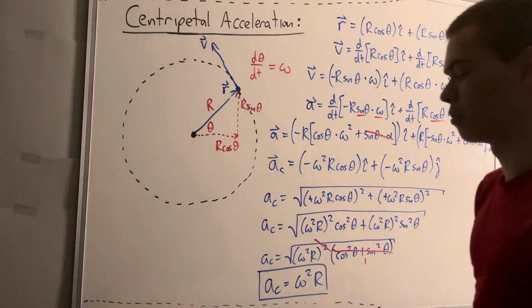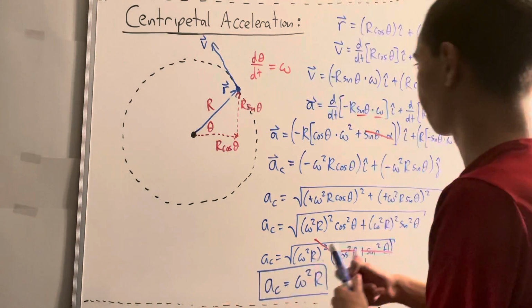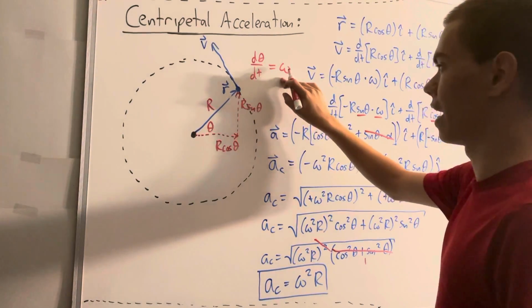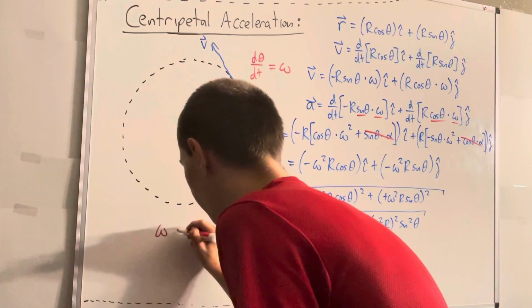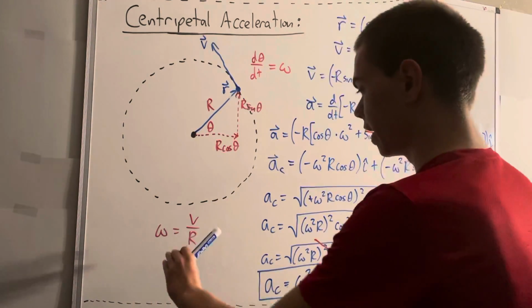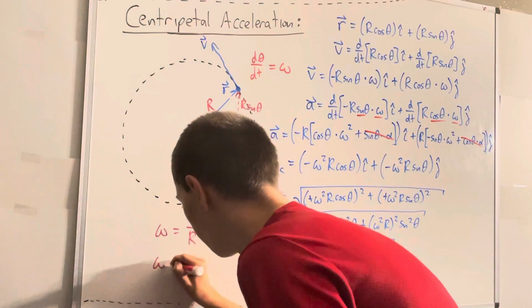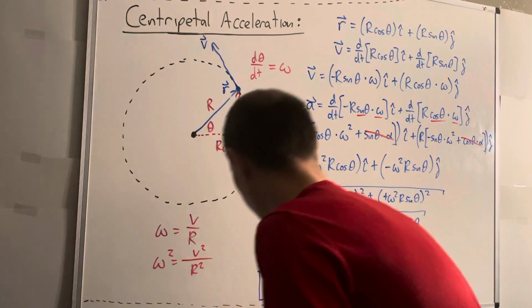This isn't the only way to express it. In fact, we know the relationship between angular speed and speed. Remember, omega is just v over r. Angular speed is just the speed divided by the radius. So that means omega squared is just v squared over r squared.